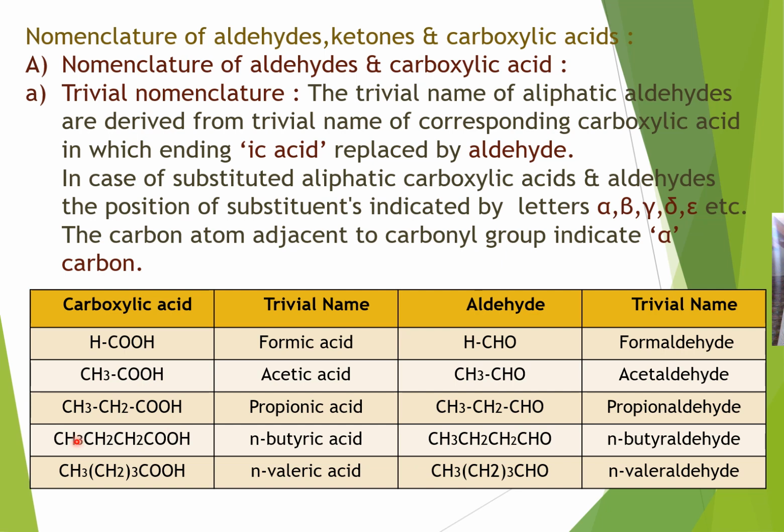Okay, then this is CH3CH2CH2COOH. The four-carbon acid is called n-butyric acid. The corresponding aldehyde will be CH3CH2CH2CHO, that is butyraldehyde. Then you have CH3(CH2)3COOH. This is a five-carbon alkyl group, and the sixth carbon is of the carboxylic acid group. So this is n-valeric acid, and the aldehyde will be valeraldehyde, n-valeraldehyde. Okay, clear?